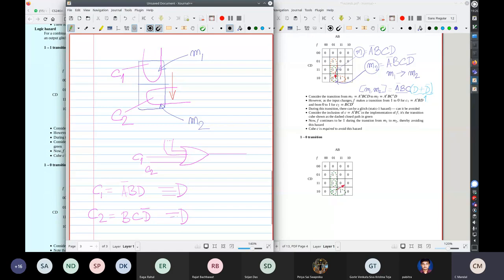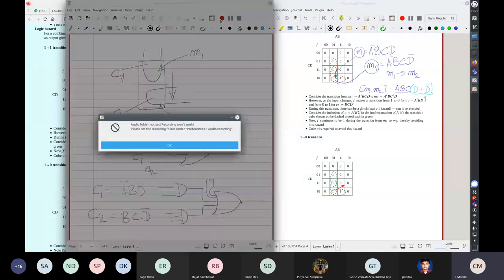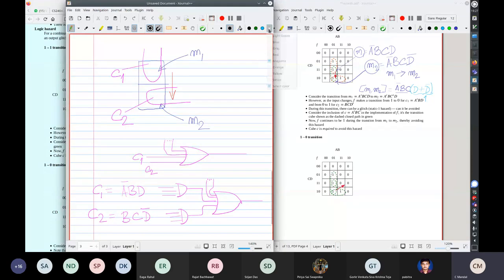So basically this one is one AND gate. This is another AND gate. And these two are going into this OR gate. Right? There could be other things coming into this OR gate also. I'm just showing it like this. So when you have a transition from C1 to C2, let's just see.